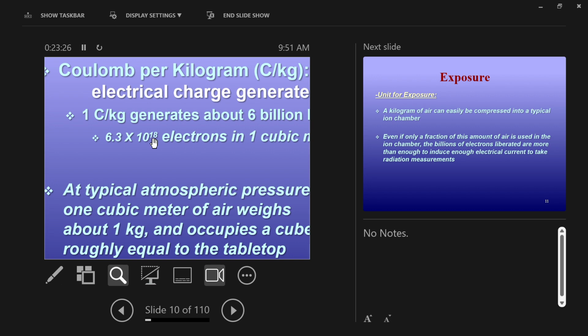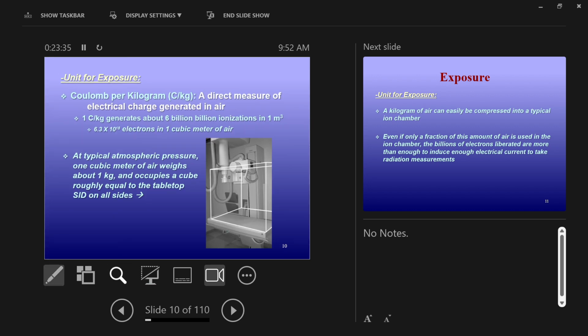Those two things are equivalent to each other. All of that is just so you can make sure you've got what we mean by that. That's just a big, big number. Put into words, it is about 6 billion ionizations in the air. So 1 coulomb of charge is 6 billion ionizations. If you make that much charge from an amount of radiation in a cubic meter of air, you've created 1 coulomb per kilogram of exposure.